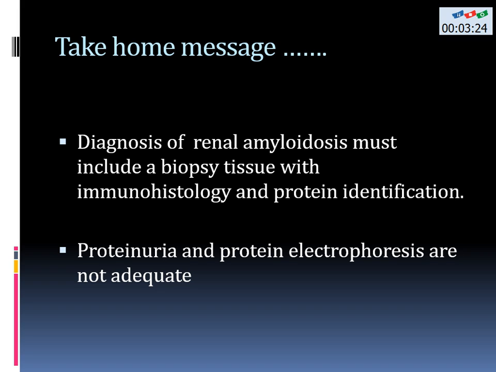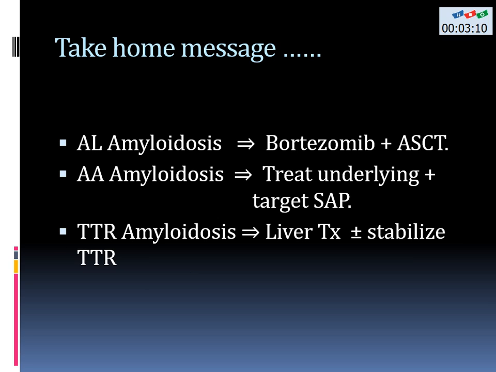This is the take-home message. I have 2 more slides to go. The take-home message is that the diagnosis of renal amyloidosis must include a tissue biopsy with immunohistology and protein identification. Proteinuria and protein electrophoresis are not adequate. AL amyloidosis, very briefly, bortezomib and autologous stem cell transplantation are first-line therapy nowadays. AA amyloidosis, you treat the underlying disease, and then you can adopt one of the 2 recent drugs that tackle the SAP. The transthyretin amyloidosis, you can use liver transplantation. Whether you have to use the novel therapies to stabilize the transthyretin in renal disease or not has not been settled yet.